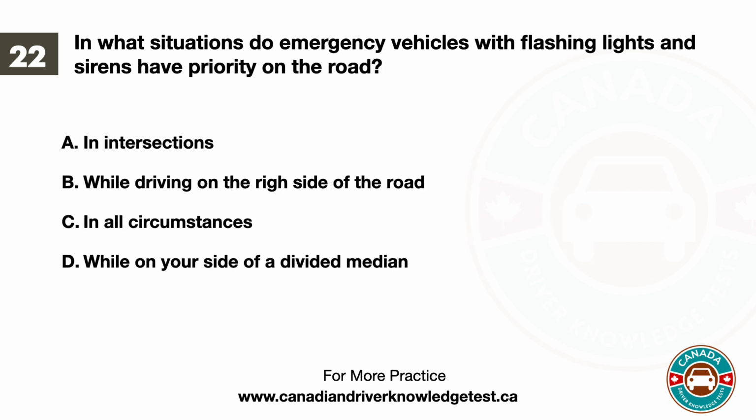Question 22. In what situations do emergency vehicles with flashing lights and sirens have priority on the road? A. In intersections. B. While driving on the right side of the road. C. In all circumstances. D. While on your side of a divided median. The answer is C. In all circumstances.